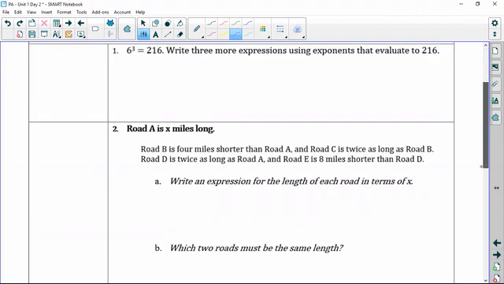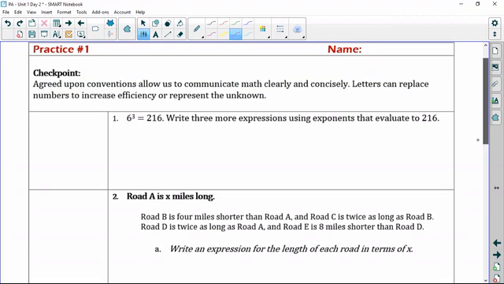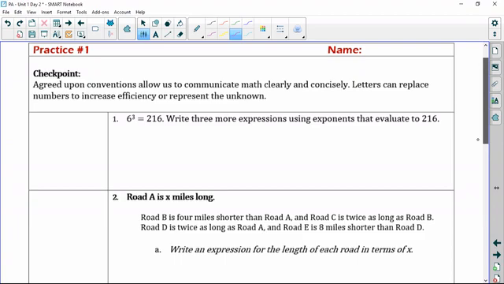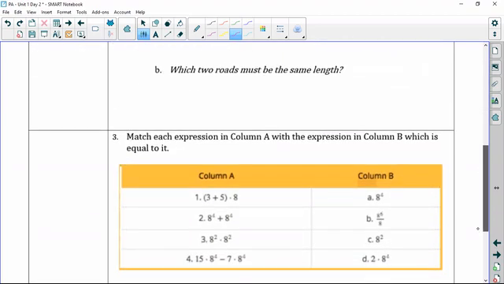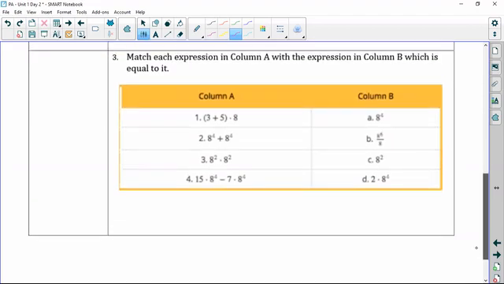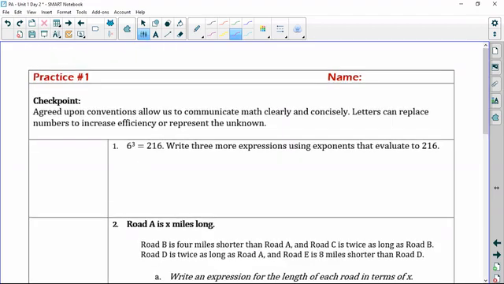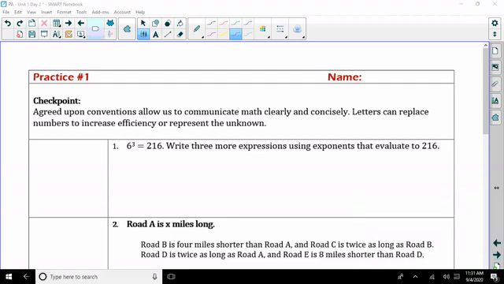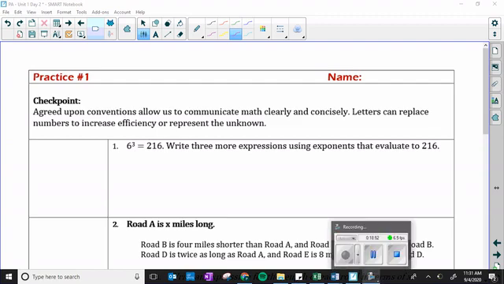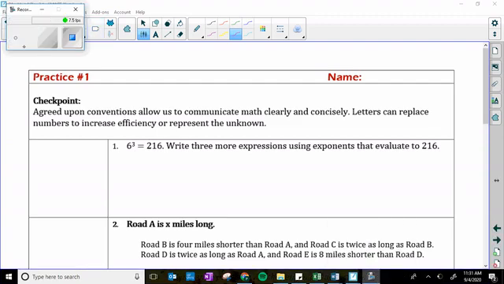And then make sure you finish those Pear Deck questions and the checkpoint on your paper. This is on your own. We will go over this. I'll release an answer key at a later time. Questions? If you have any, please give me an email.